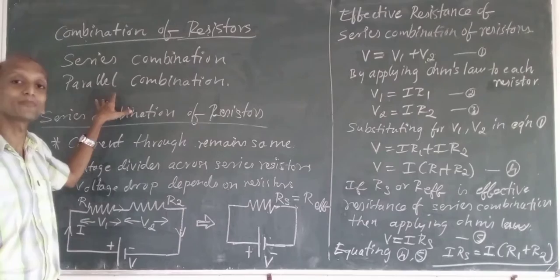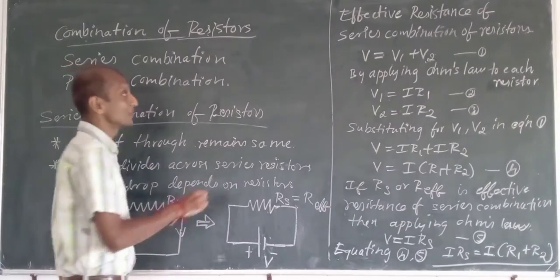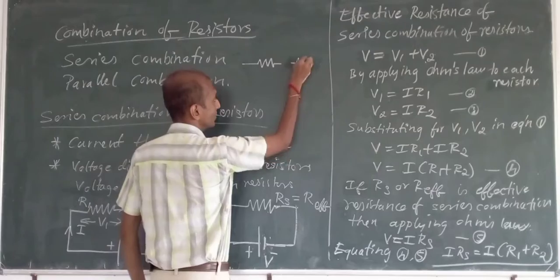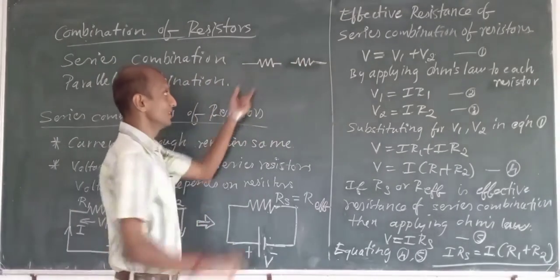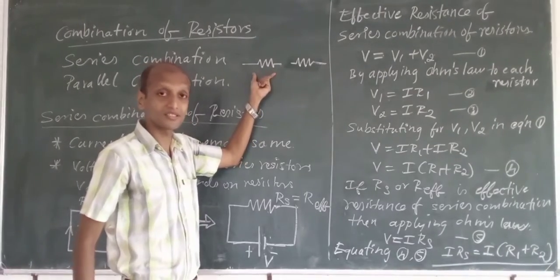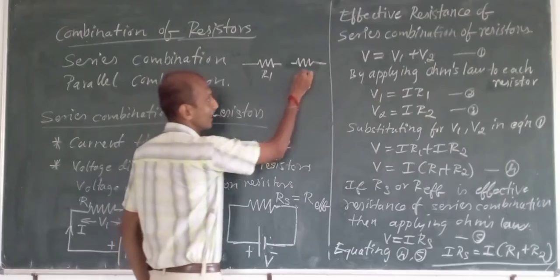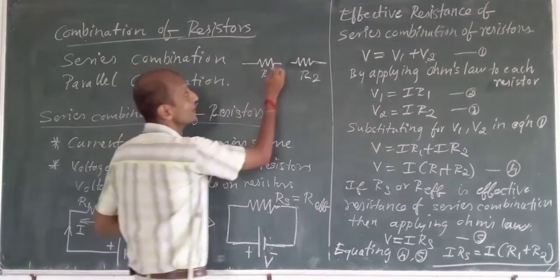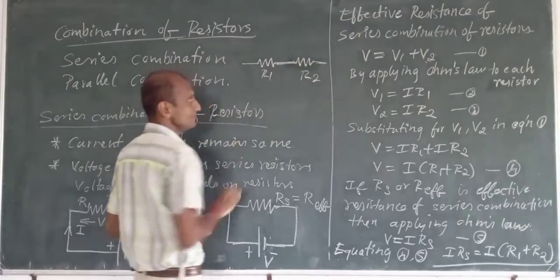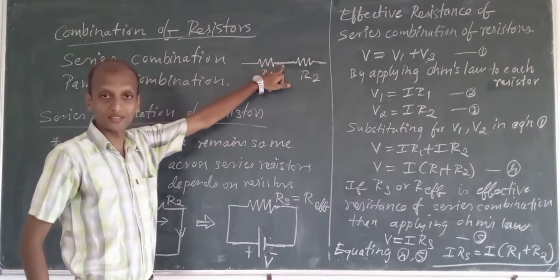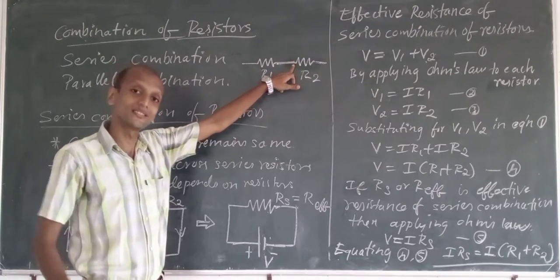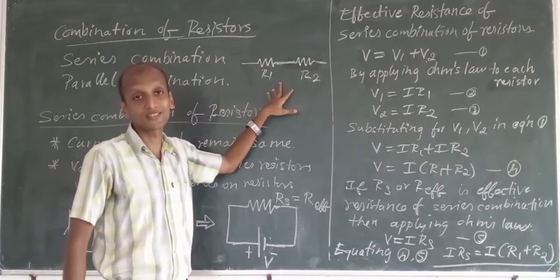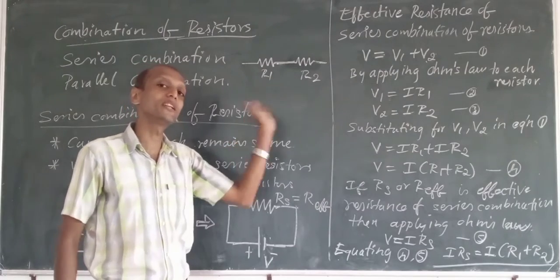Now what is series combination and what is parallel combination? We will see that first. If I have two resistors, this is the circuit symbol of a resistor. If I have a resistor R1 and a resistor R2, and I connect the two resistors end to end, one end of one resistor to one end of the other resistor, this combination is called series combination of resistors. Here I have two resistors, but I can have any number of resistors.